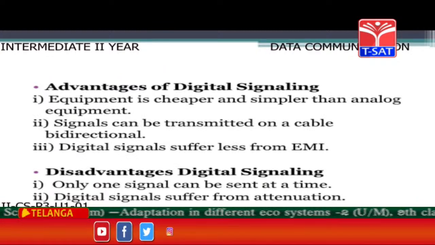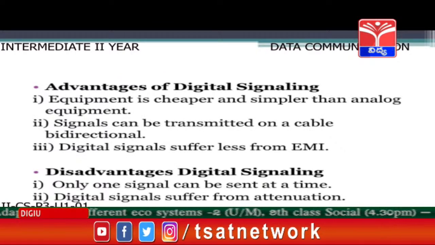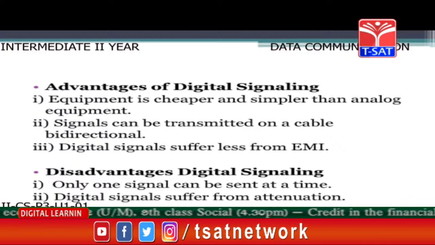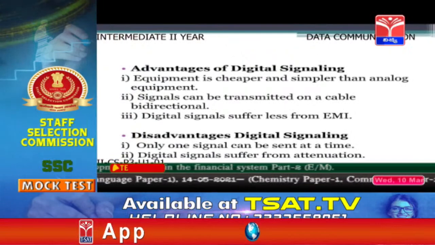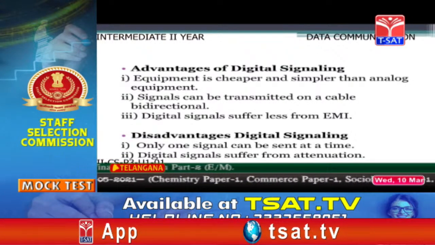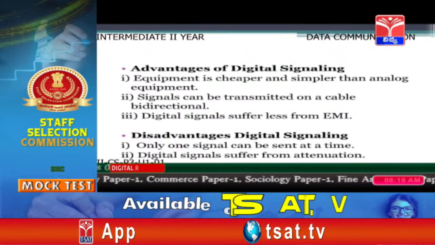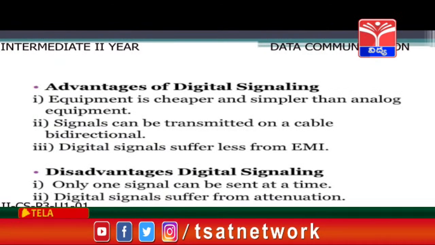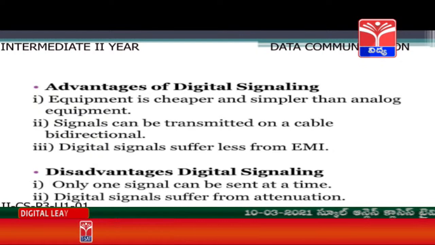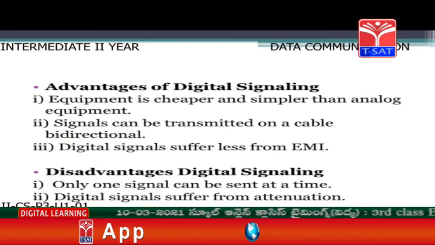Advantages of digital signaling. Equipment is cheaper and simpler than analog equipment. Signals can be transmitted on a cable bidirectionally. Digital signals suffer less from EMI. Disadvantages of digital signaling. Only one signal can be sent at a time. Digital signals suffer from attenuation.